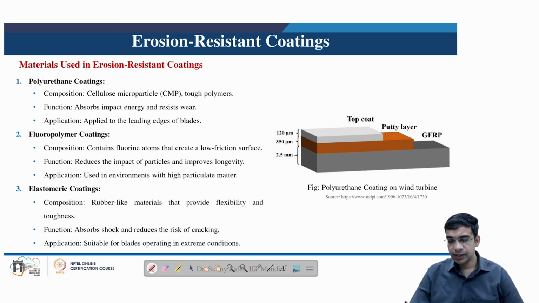So here we can see in the schematic the polyurethane coating on a wind turbine blade, and this coating consists of a putty layer which is applied on the glass fiber reinforced polymer, on top of which the top coat is applied. The thickness of the top coat is 120 micron, whereas the thickness of the putty layer is around 350 microns.